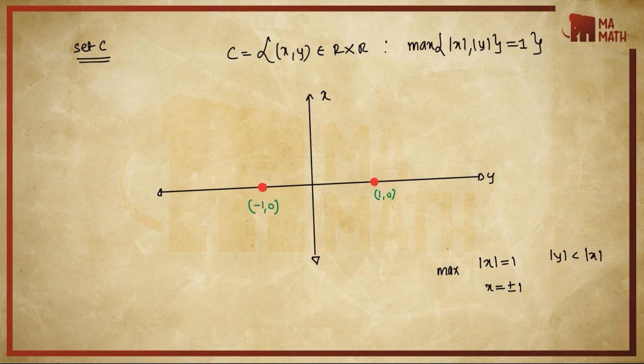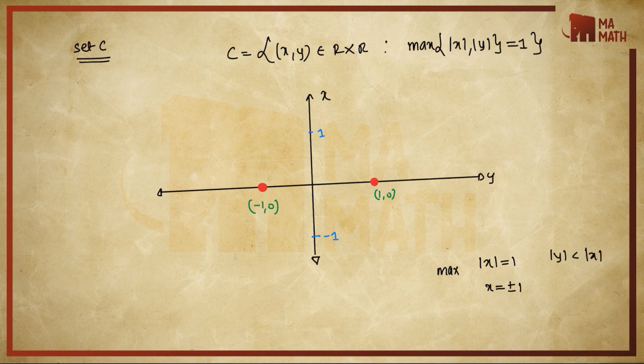So you can understand that mod x is the maximum. So mod y is actually lower than mod x, which means it will be between 0 and 1. So y should be between 0 and 1, that is mod y. So which means we know that y is 1 here and is minus 1 here. So y should be in between these regions. So definitely x is plus or minus 1.